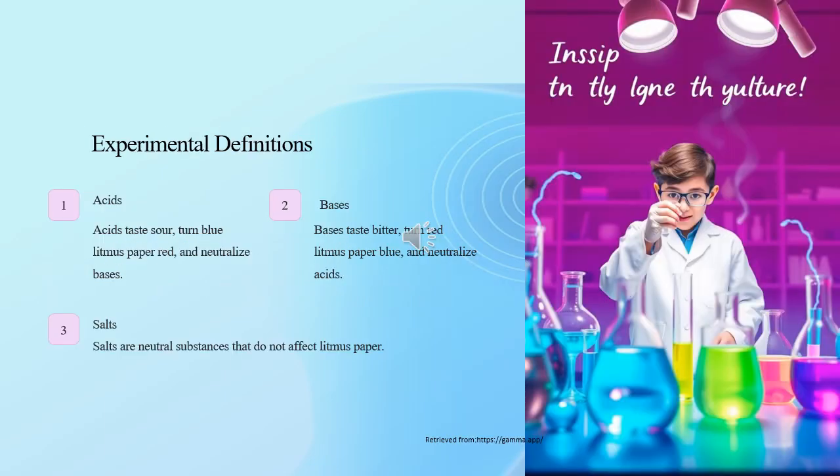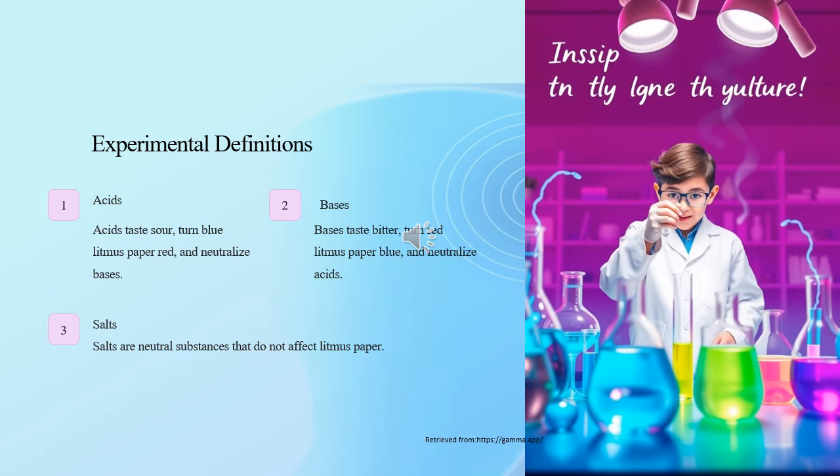Experimental definitions for acids, bases, and salts focus on their observable behaviors in laboratory settings. Acids are substances that produce hydrogen ions, H+, when dissolved in water, which can be tested through their reactions with indicators and metals. For example, a litmus test: acids turn blue litmus paper red. Reaction with metals: acids react with reactive metals like magnesium and zinc.